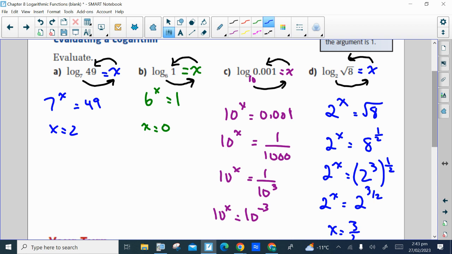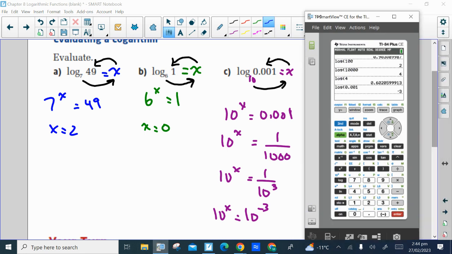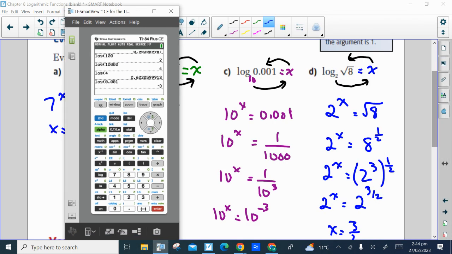Okay, now to check this on a calculator, you could graph, but you'd have to graph the exponential function, 2 to the x equals root 8. So here's what that would look like. Y equals, we'll put in there 2 to the power x as our first equation. Our second equation will just be the root of 8. And we'd want to find the point of intersection between these two. And it should be 1.5.